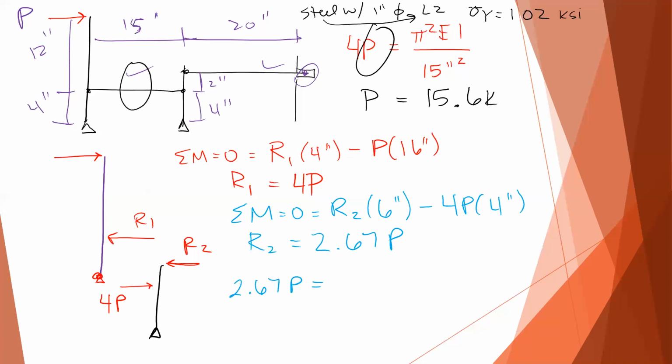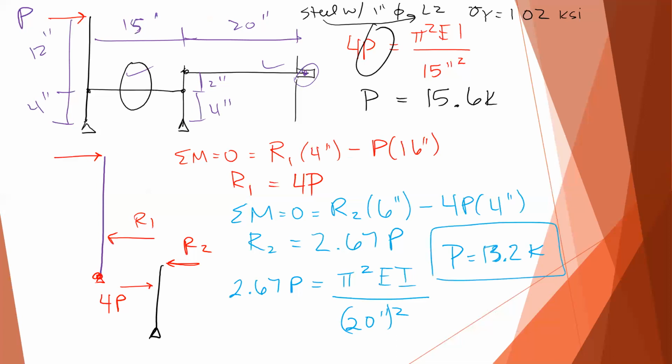Perfect. So we can then set that up equal to pi squared EI over 20 inches squared. And then you solve and you get that P equals 13.2 kips. So now what you see is that at 13.2 kips, this member on the right would buckle. So that's actually the governing member of this system. That one becomes unstable first.